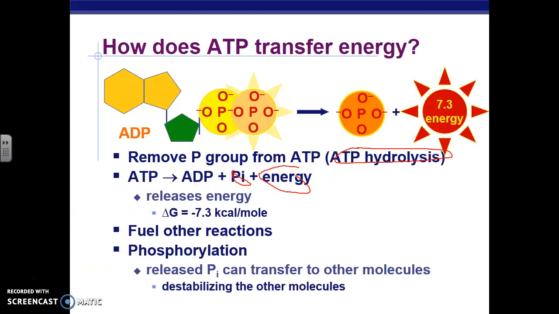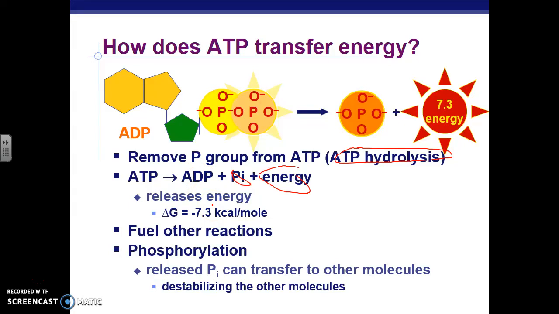Now, reactions that release energy have what they call a negative delta G. This is called Gibbs free energy. It's a chemistry concept. It's another thing we didn't cover in honors chemistry. But basically, it's the energy that's released by a reaction. In order for reactions to occur, the delta G has to be negative. If the delta G is not negative, the reaction will not occur.